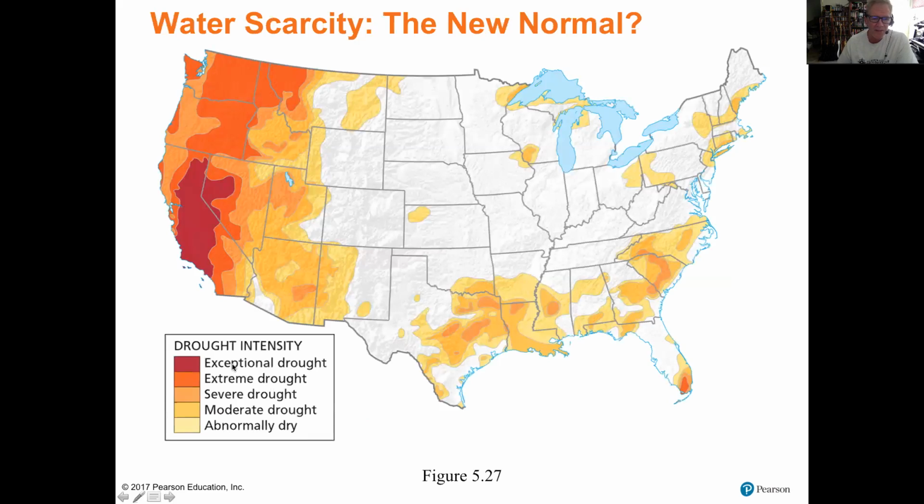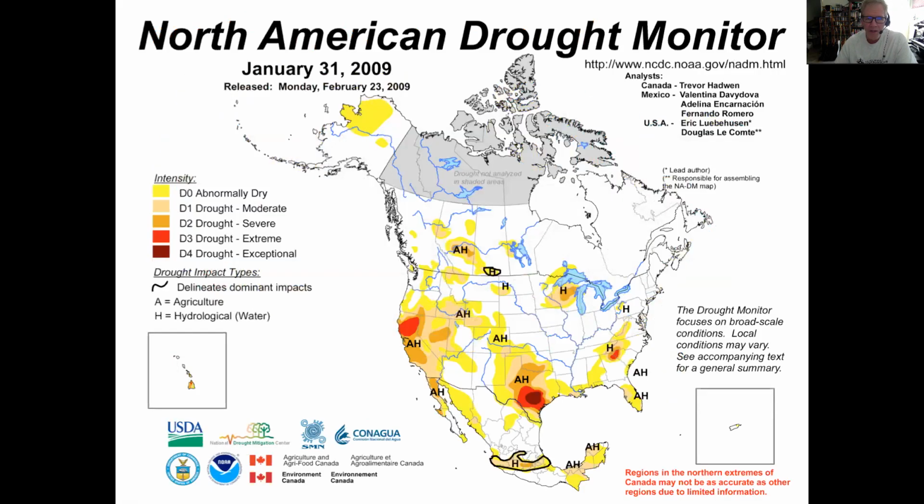So you can see the drought intensity where you get these exceptional droughts, the worst kind, and then you just get conditions that are abnormally dry or moderate drought, which through here. But again, these states here rely on the High Plains aquifer, so they're taking out more than is being replaced. And you can go and see this online. This is the North American Drought Monitor, and we're going to look at it through a bunch of different years. So here's California over here, and here's Texas.